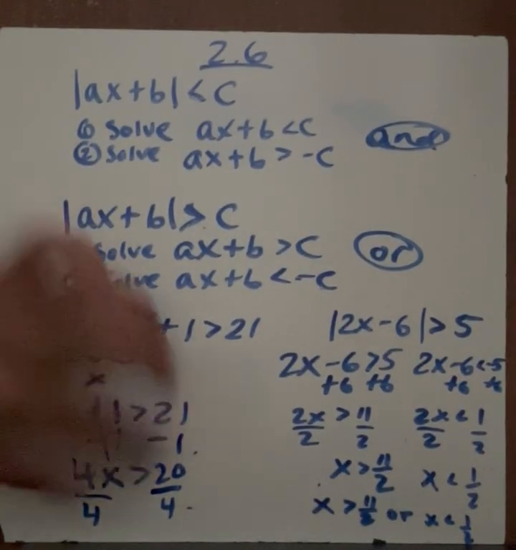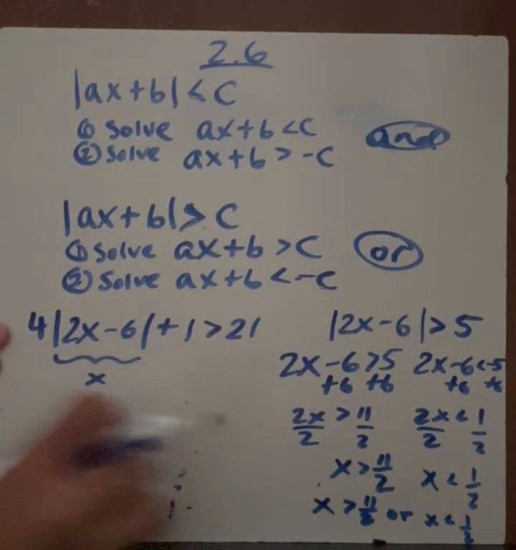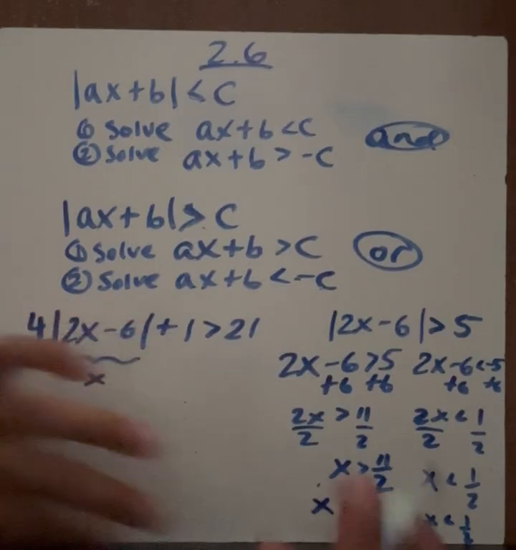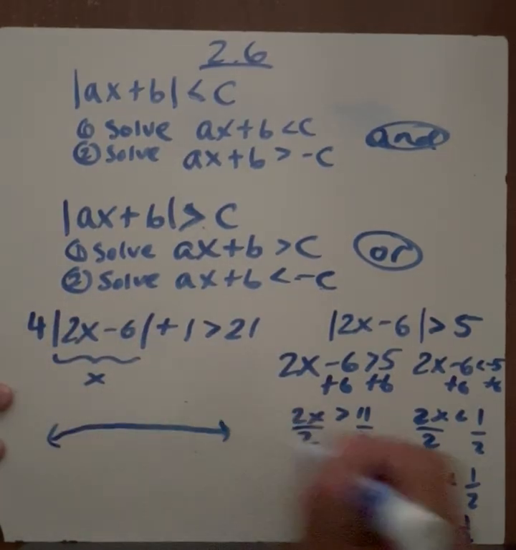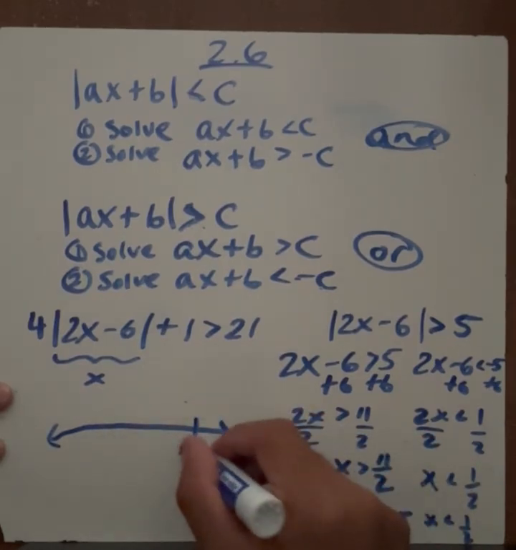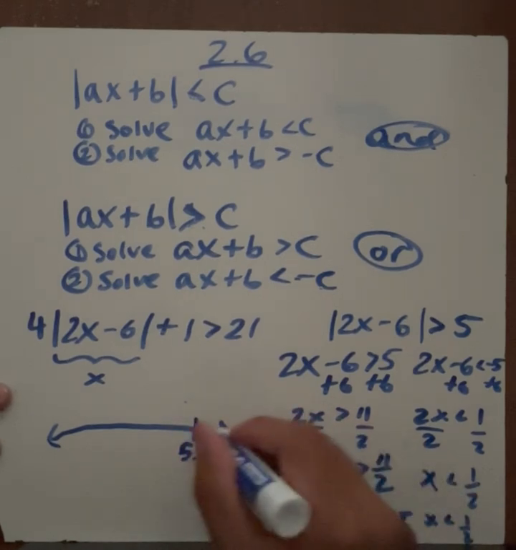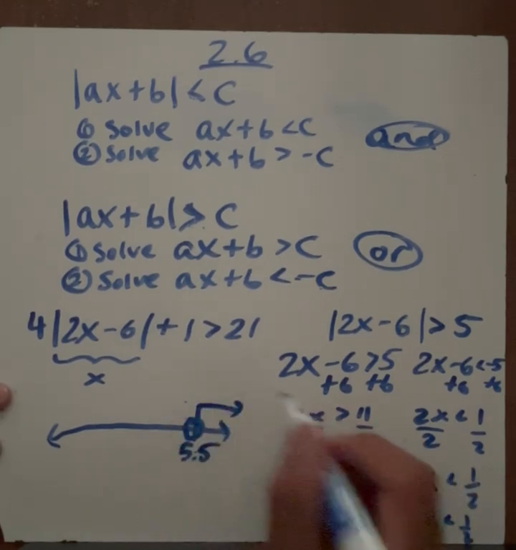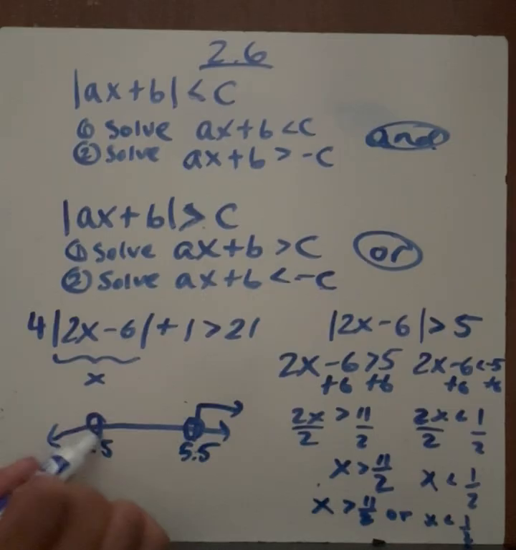I'm going to erase this now because we've had it up there for a little while. And let's draw the inequality on a number line. 11 over 2 and 1/2. So 11 over 2 is the same as 5.5. So instead of writing 11 over 2, I'll just write it as 5.5. It's going to be greater than 5.5, which is 11 over 2. And then 1/2 is 0.5, and that's going to be less than 0.5. So there's our answer.